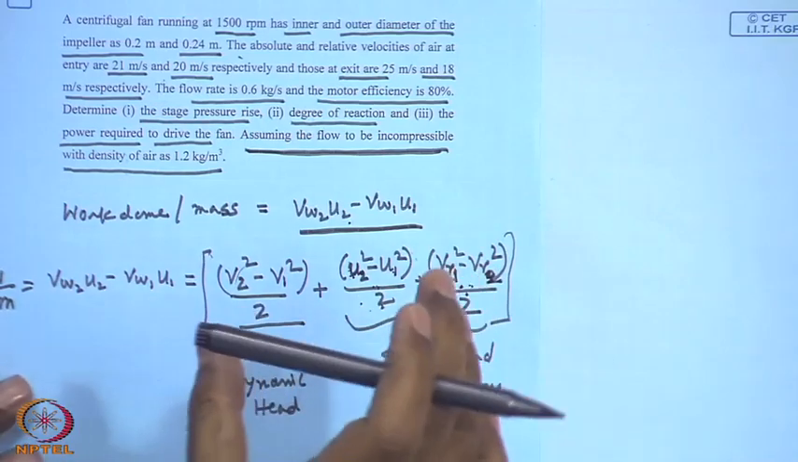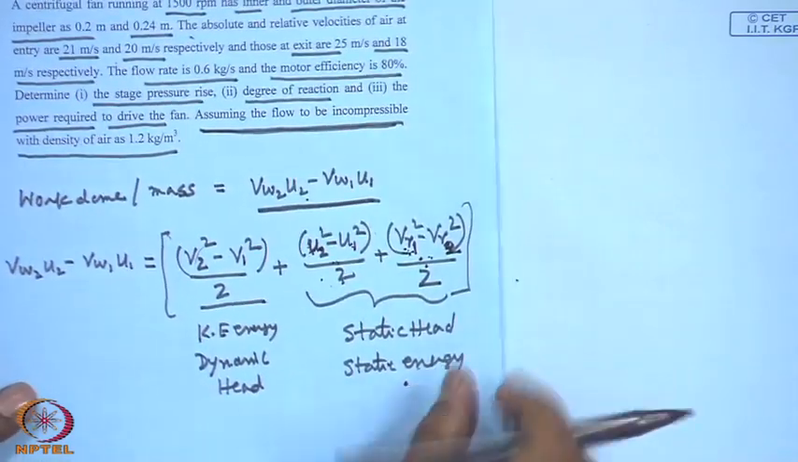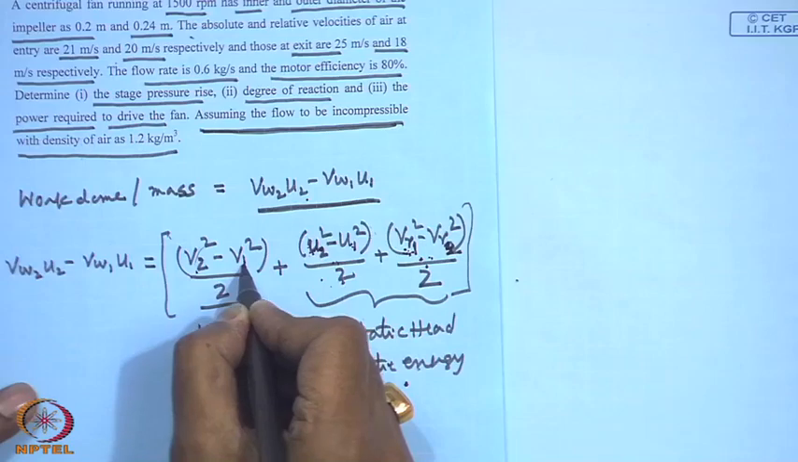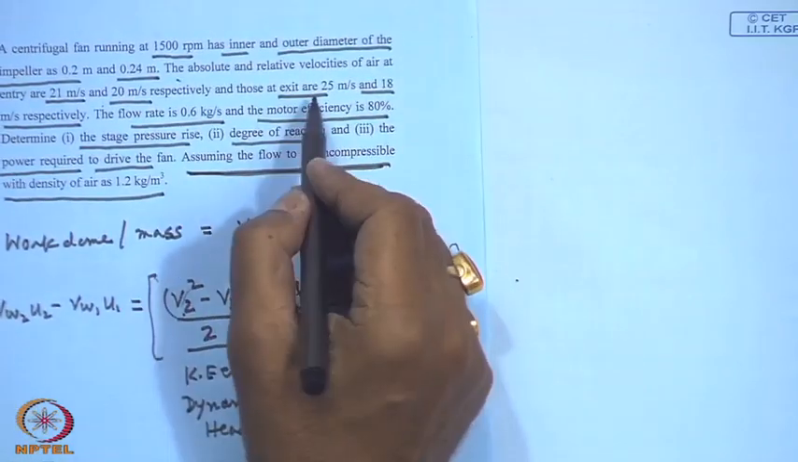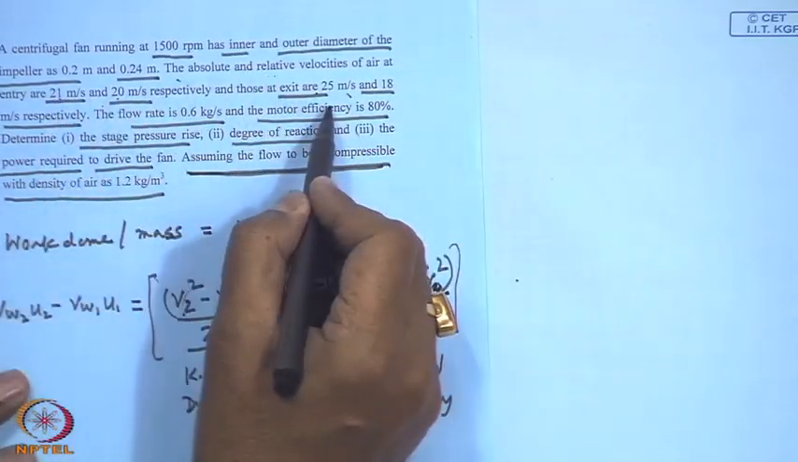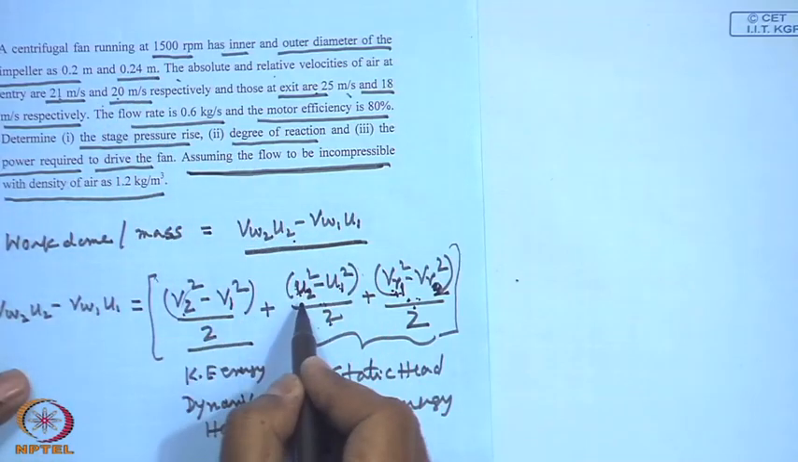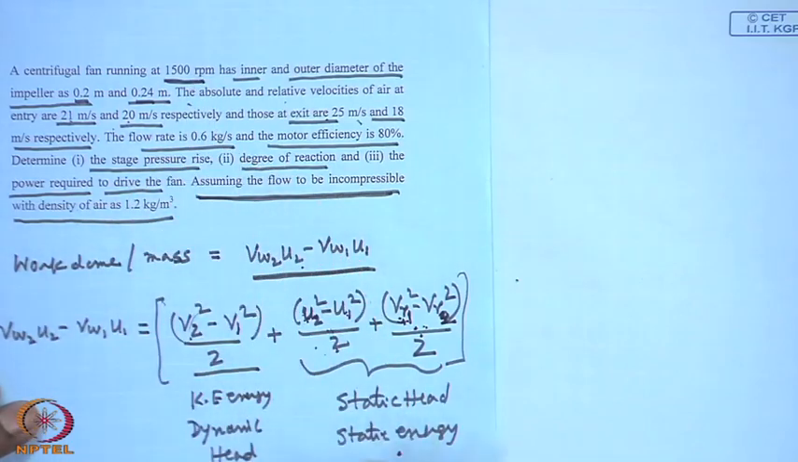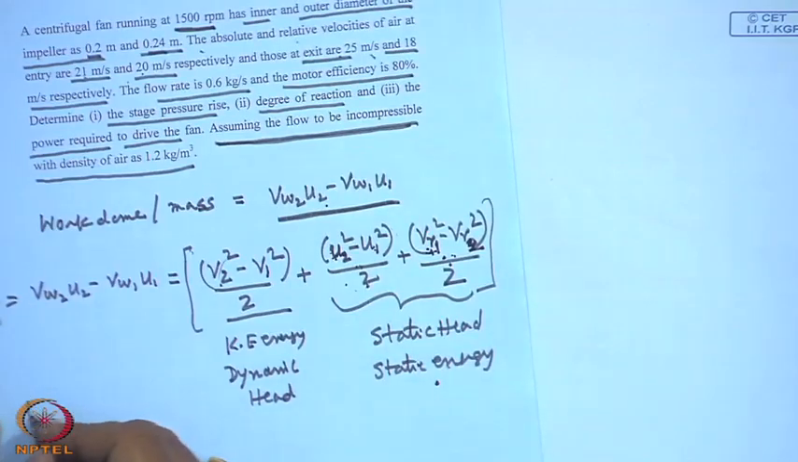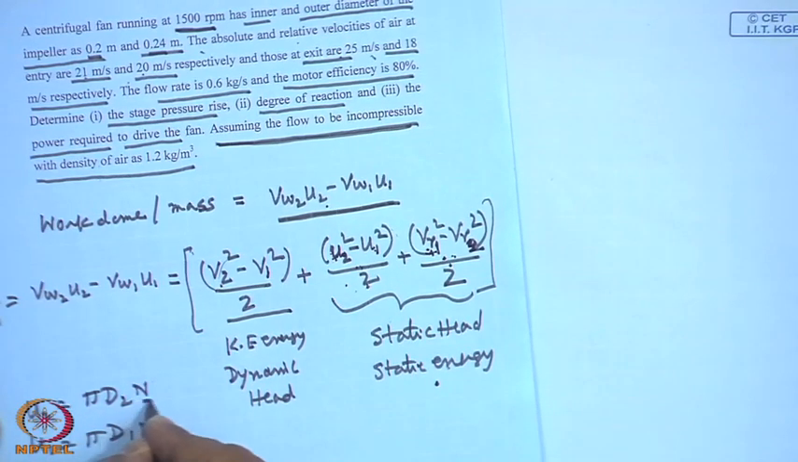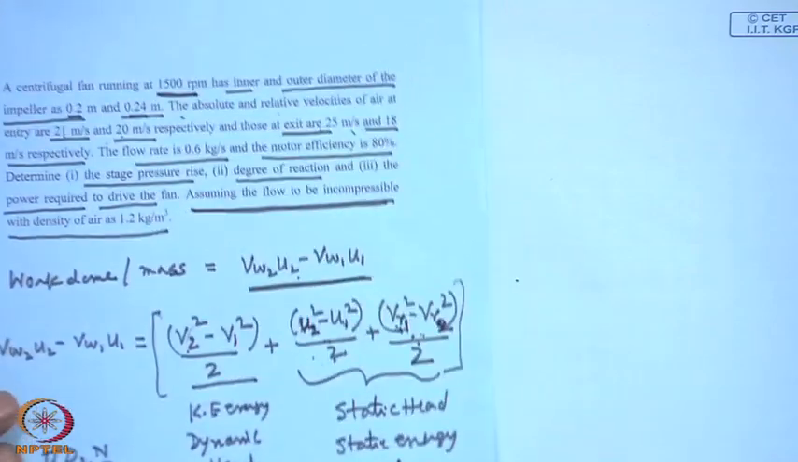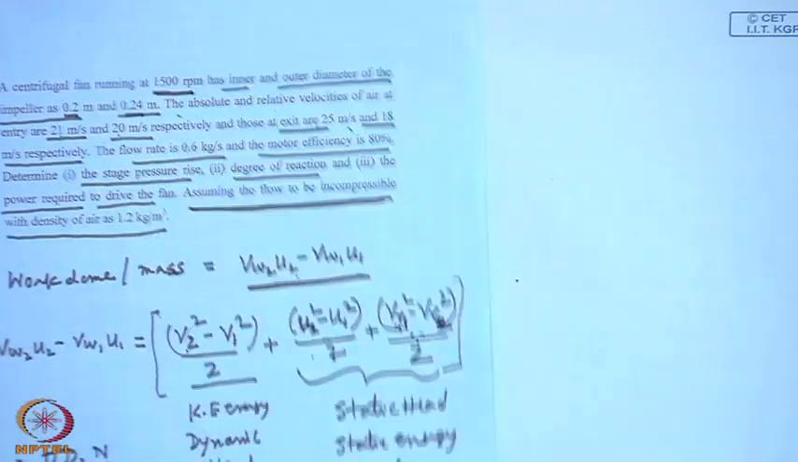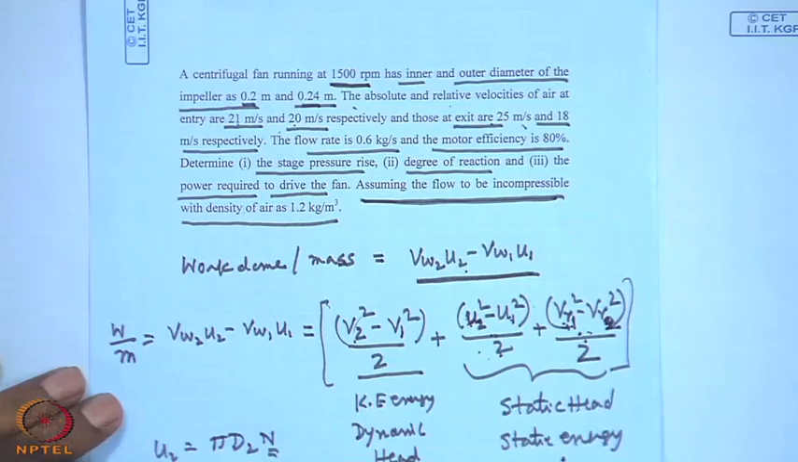This is very important, I want to repeat it again. So, here what happens, I know V2, I know V1, I know VR1, I know VR2 because all the relative velocities at inlet and outlet are given. And again I know U2, U1 because the impeller diameters are given and the speeds are given. I am not solving this problem, so I just write U2 is pi d2 N and U1 is pi d1 N. N is the given rotational speed, 1500 rpm, so that we can do these things.